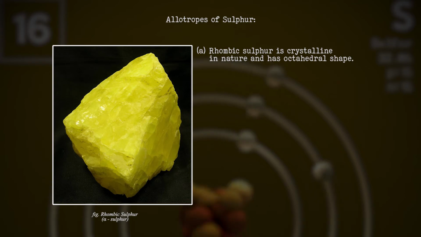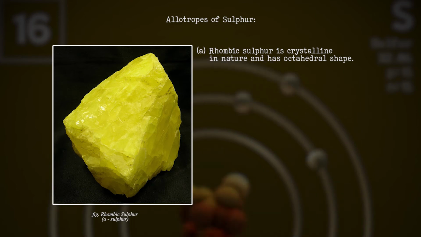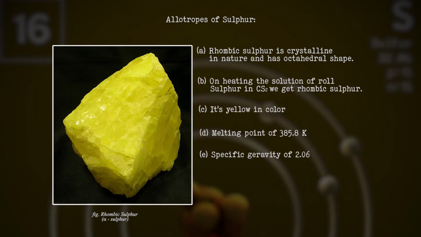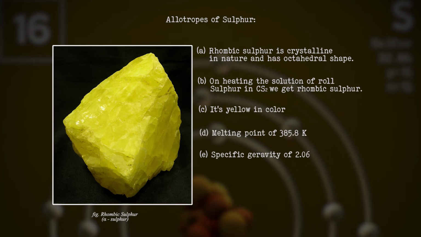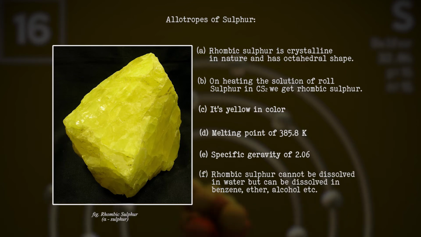Rhombic sulfur is crystalline in nature and has octahedral shapes. Octahedral shape र crystalline nature भएको sulfur लाई चाहिँ rhombic sulfur भनिन्छ. यसको general properties like color, it is yellow in color, melting point 385.8 K, specific gravity is mentioned in the slide. Rhombic sulfur cannot be dissolved in water but can be dissolved in benzene, ether, alcohol, etc. Organic compounds मा चाहिँ dissolve हुँदो रहेछ rhombic sulfur, but it cannot be dissolved in water.